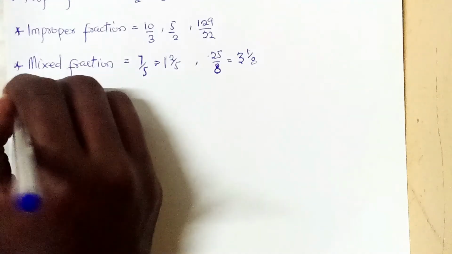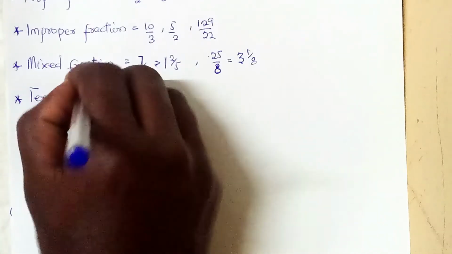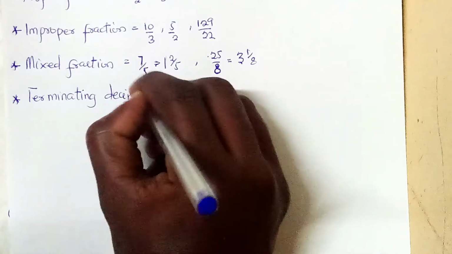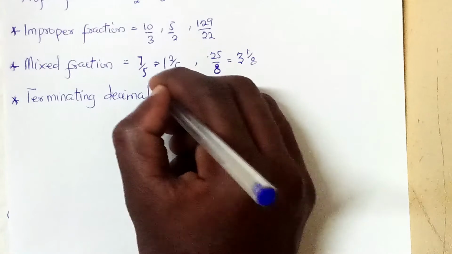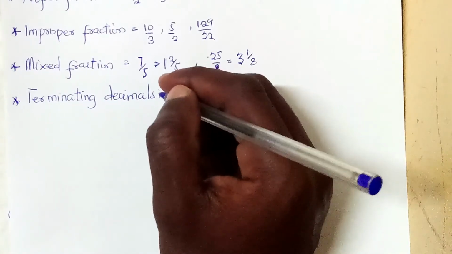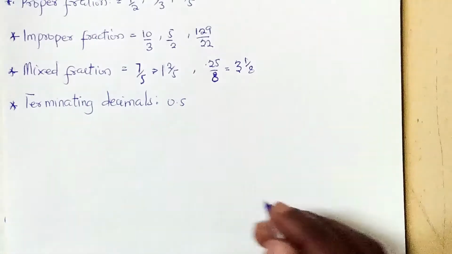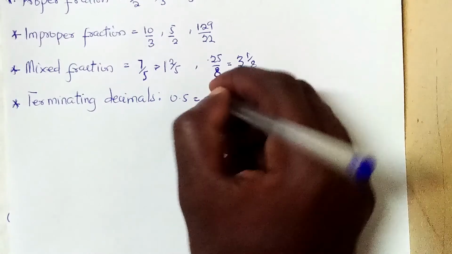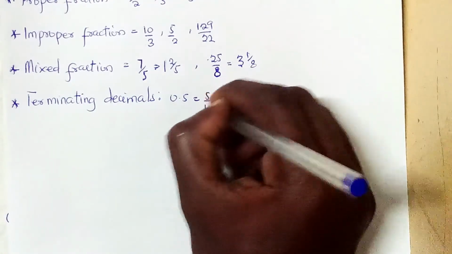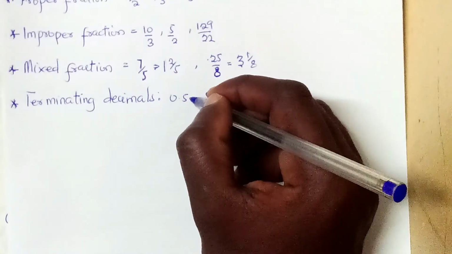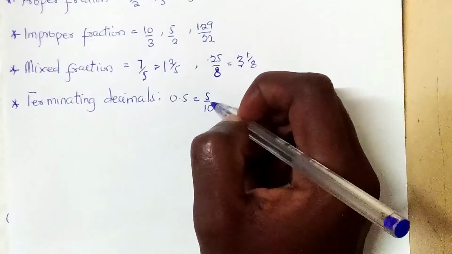The next is terminating decimals. When we talk about terminating decimals, it means changing decimal numbers into fractions. So we have an example to be 0.5. When we change 0.5, we get 5 over 10. The point moves behind the number, changing it to 5 over 10.